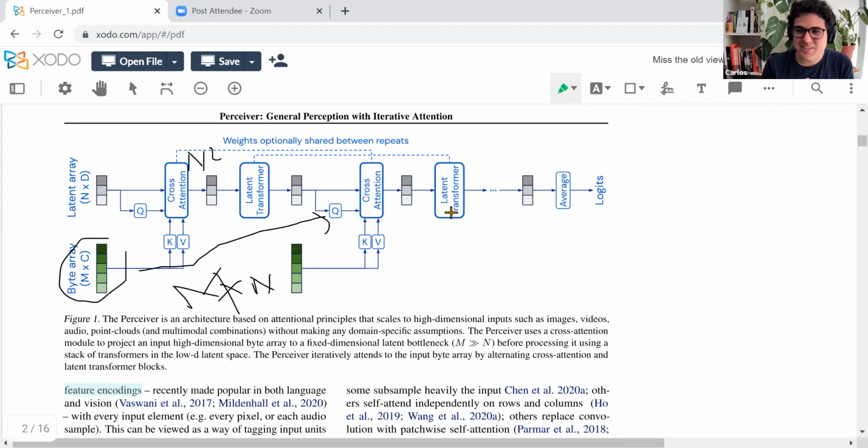Okay, so thank you everyone for attending. Thank you very much, Inneke, for this paper. It was really interesting, and hopefully we can see more about this architecture in the future.